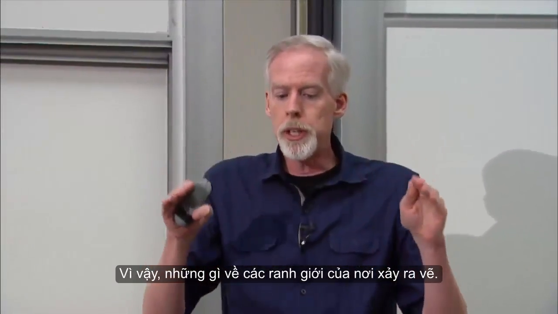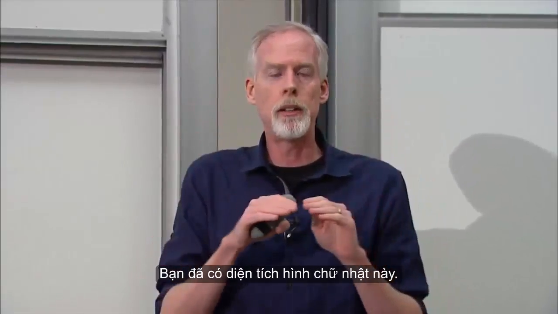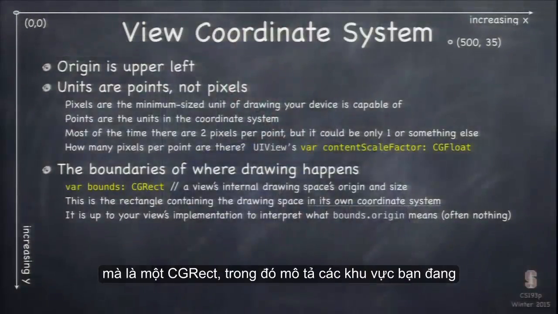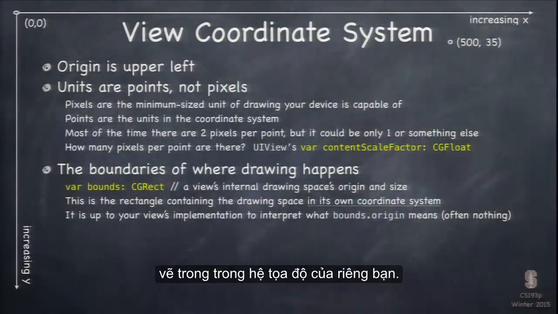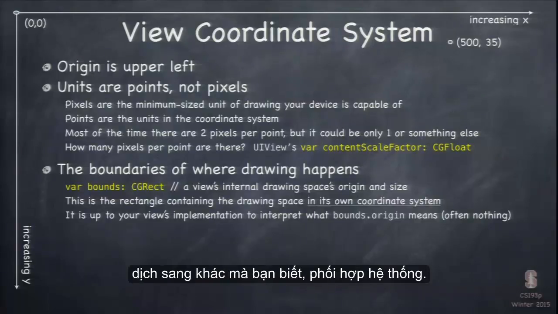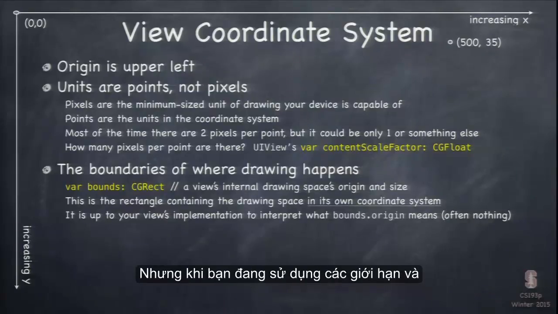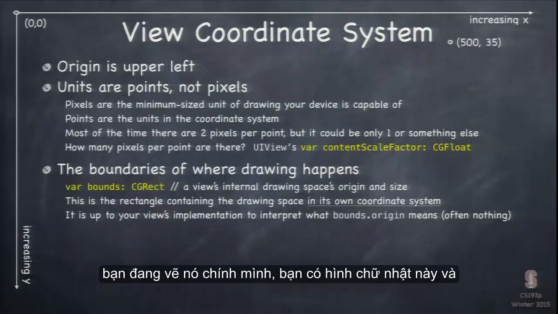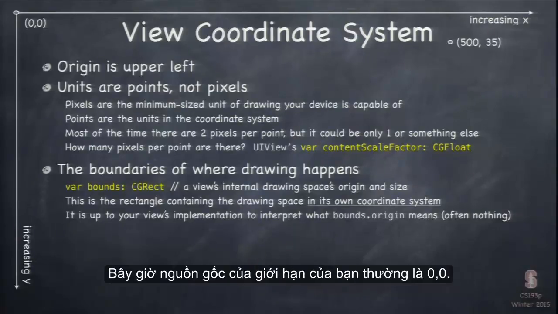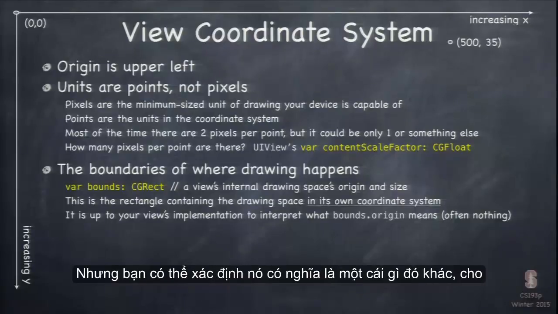So what about the boundaries of where drawing happens? You've got this rectangular area. Well, there's a very important property called bounds, which is a CGRect, which describes the area you're drawing in, in your own coordinate system. Okay? It's important that it's in your own coordinate system, because these views can be scaled and even rotated and translated to other coordinate systems, but when you're using the bounds and you're drawing yourself, you have this rectangle, you know where it is. Now, the origin of your bounds usually is 0, 0, but you could define it to mean something else.